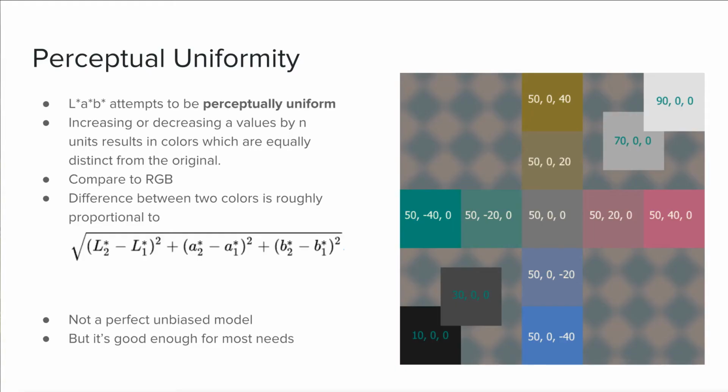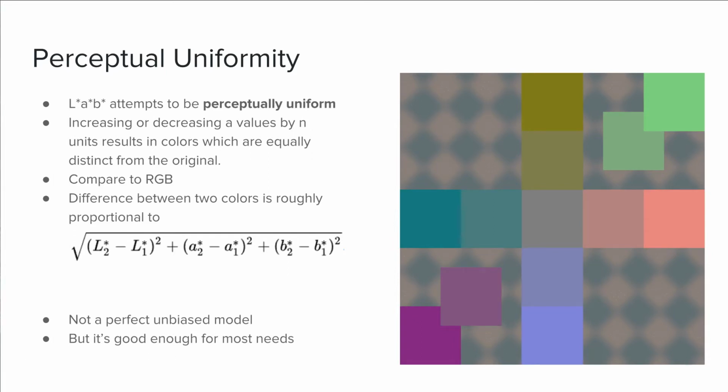The quality of lab that is most important is that it attempts to be perceptually uniform. That means that if I start with a color and I increase the L value by 20, I get a color that's as visually distinct from where I started as if I were to increase the A value by 20, or if I were to decrease a value by 20. In this way, it's a lot better than other color spaces like RGB. In fact, I have a little comparison here set up.